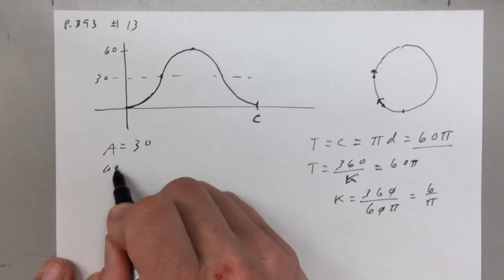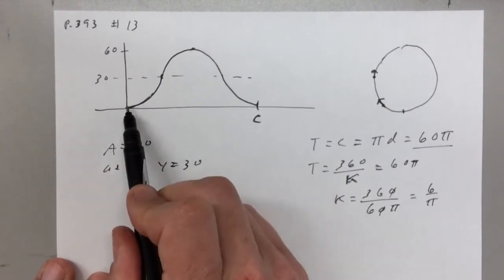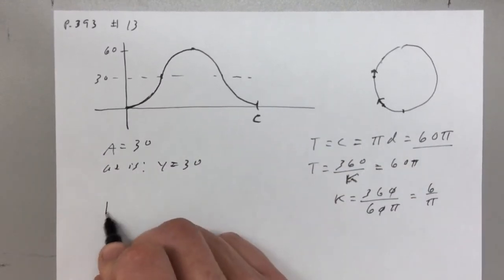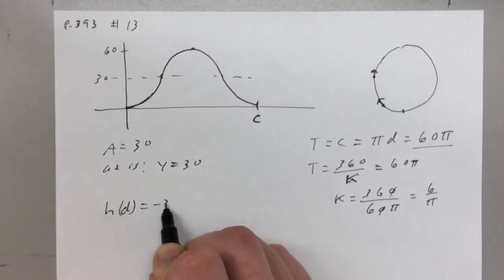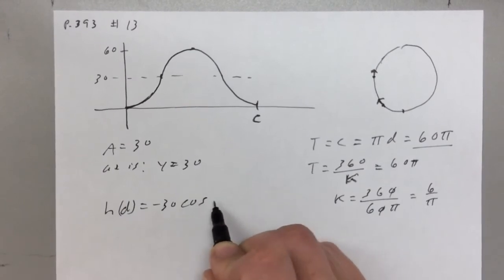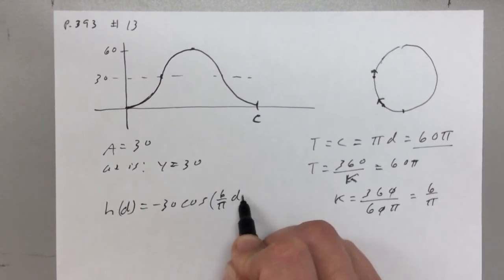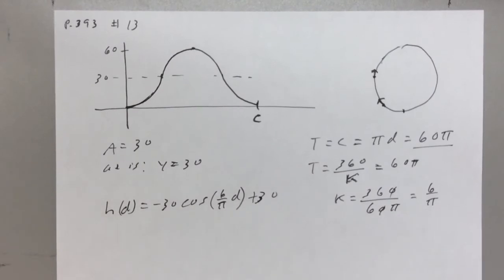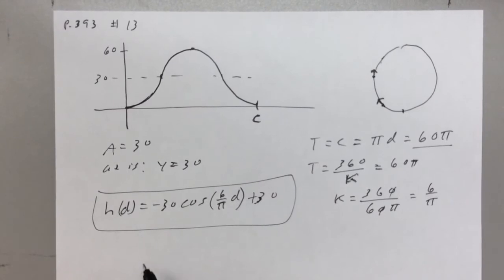The axis is y equals 30, and it's going to be a negative cos because it starts at the bottom. So no horizontal translation needed. So the height with respect to the distance traveled is going to be negative 30 cos of 6 over pi times d, plus 30. So now this is our function. And now we can answer how high it's going to be at 1 kilometer.